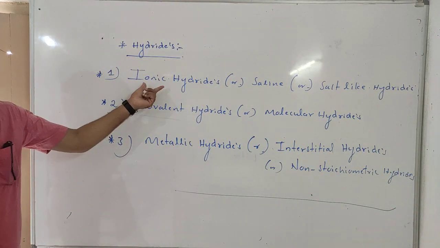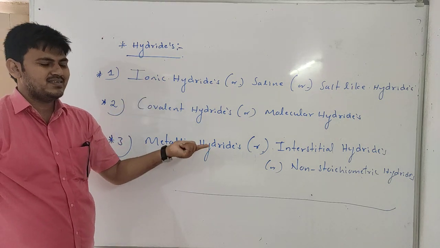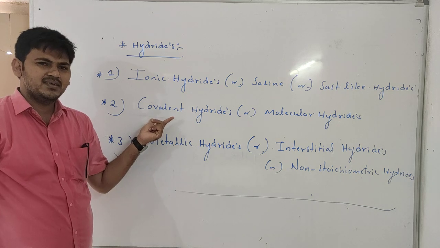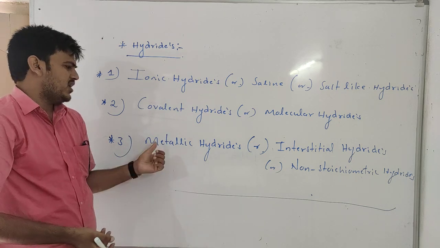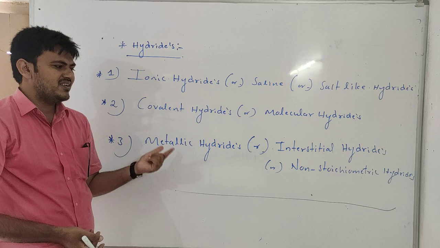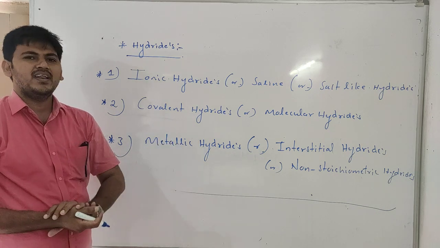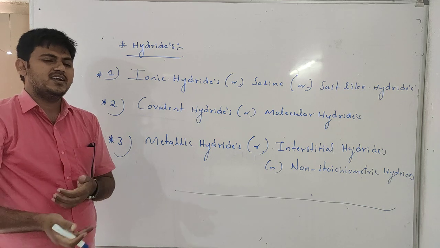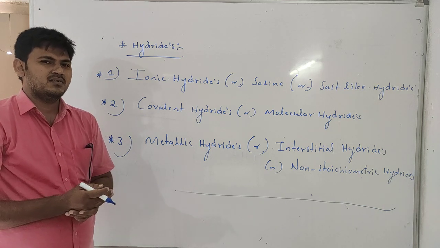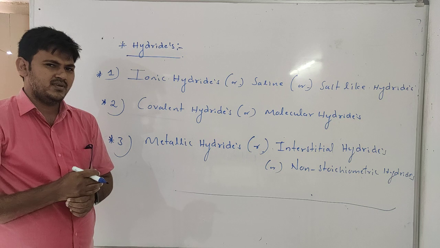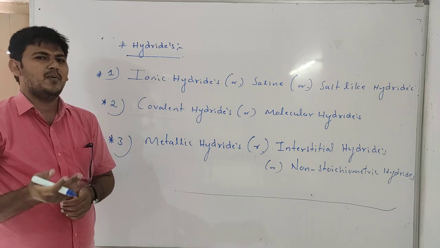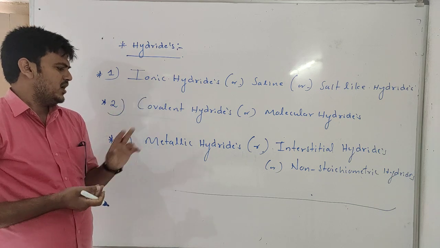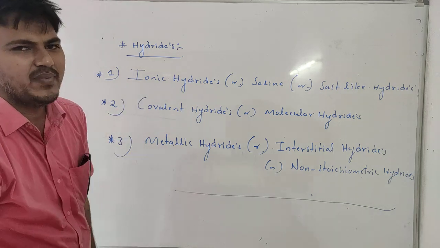So first one is ionic hydrides or saline hydrides or salt-like hydrides. Second one is covalent hydrides or molecular hydrides. And third one is metallic hydrides or interstitial hydrides or non-stoichiometric hydrides. So hydrides means hydrogen combines with almost all elements except zero group elements to form hydrides. And hydrides are classified into three types: ionic hydrides, covalent hydrides, metallic hydrides.